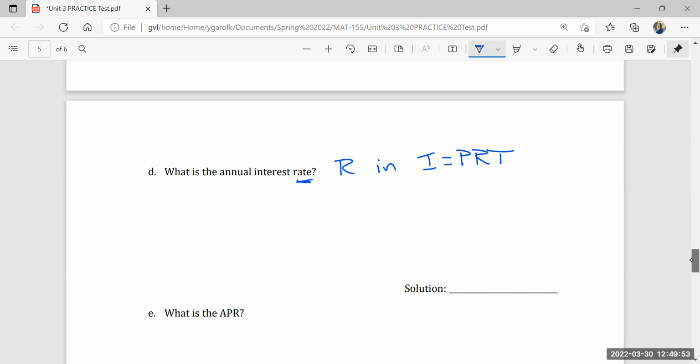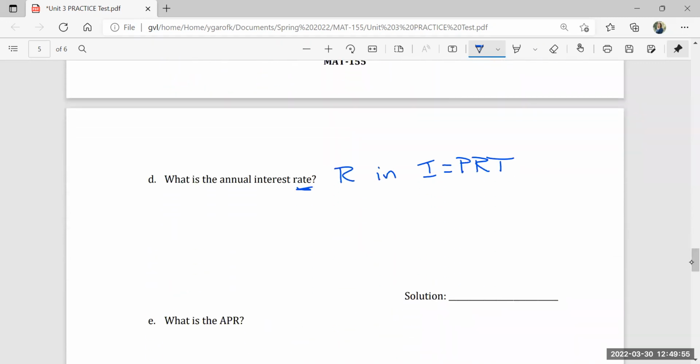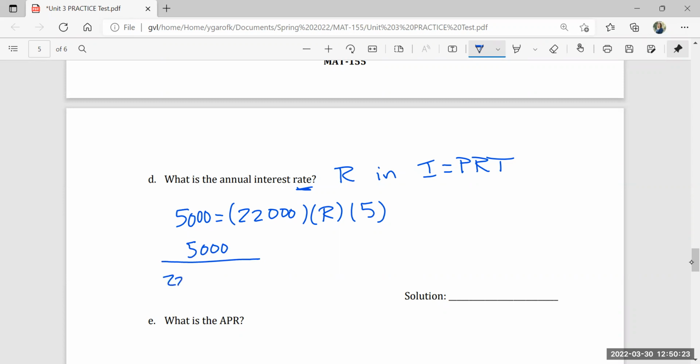We know from above that we paid $5,000 in interest. We also know that we borrowed $22,000. We don't know our rate, but we also know that we borrowed it for 5 years. So R here is going to be found by finding 5,000 divided by that 22,000 times 5.